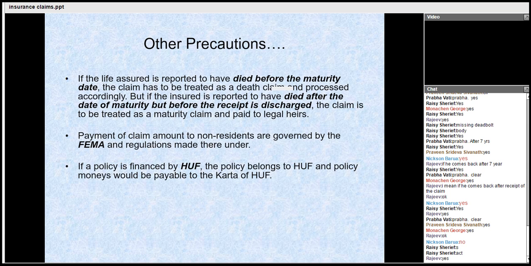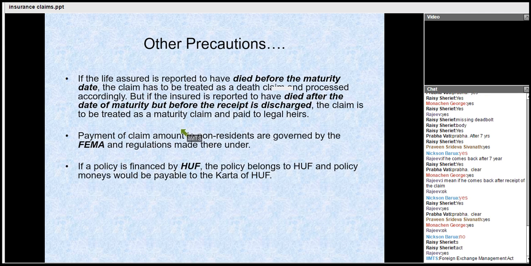Is it clear? Yeah. If the life insured is missing and must be presumed to be dead, insurers insist on a decree from a competent court. Payment of claim amount to non-residents is governed by FEMA and regulations made thereunder. The policy belongs to who, and policy money has been given to the partner. What is HUF? If someone goes missing and the family doesn't hear from them for 7 years, they will be considered as dead.